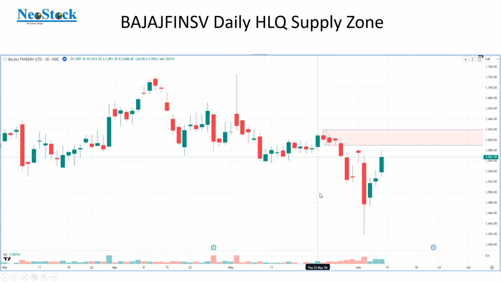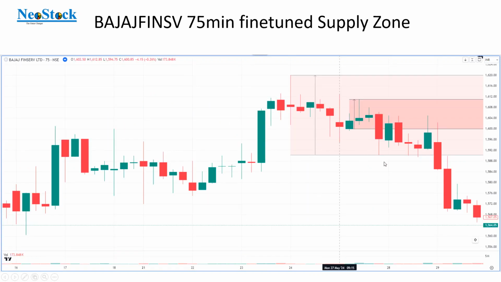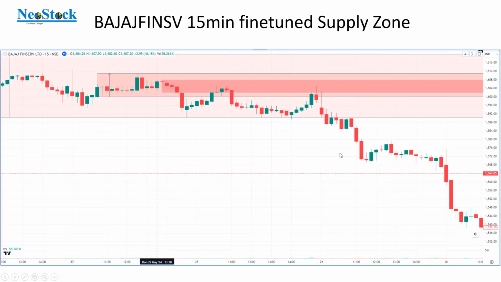Always remember, each time when I fine tune, you can see it for each time frame. This is the leg-in rally, base, drop. And now we fine tune with 75 minutes time frame. Here again you have an ERC candle as a leg-in. You have 3 base candles, again a drop candle. So we have a 75 minutes fine tuned supply zone.